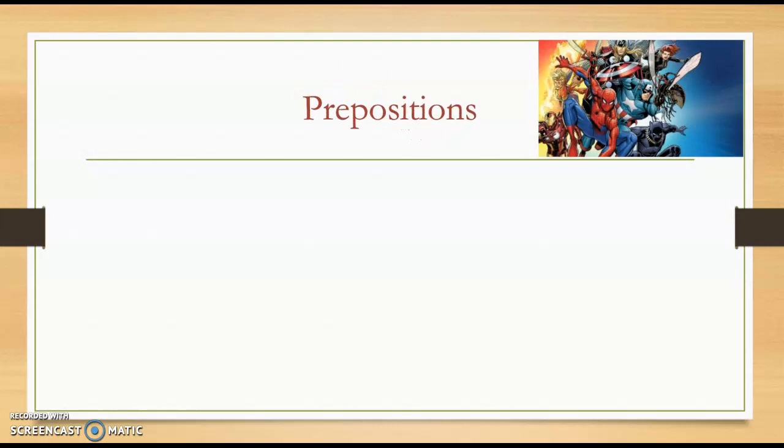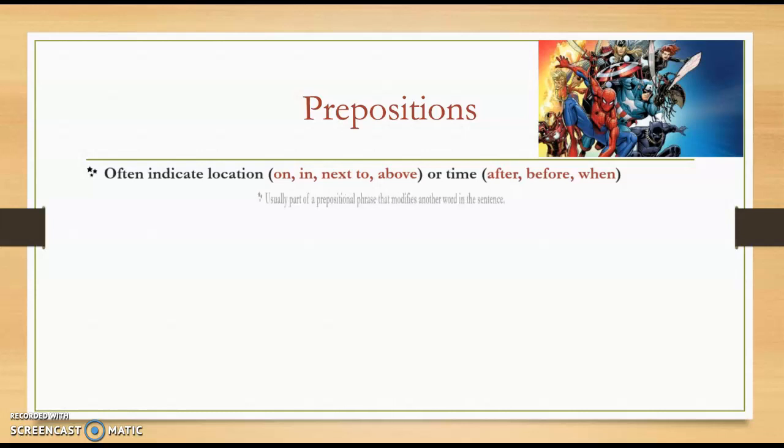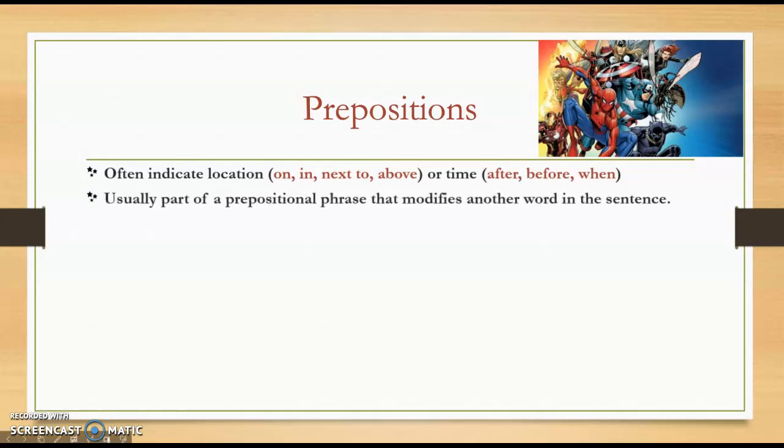Prepositions. Prepositions tell us where something is or when something happened. And we use a lot of prepositions. They can say where, on, in, next, or when. They're usually part of a prepositional phrase that describes another part of the sentence. If you could recognize prepositional phrases, you would never make another comma error. Well, you would make many fewer comma errors than you do now.